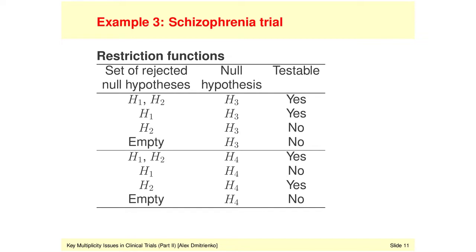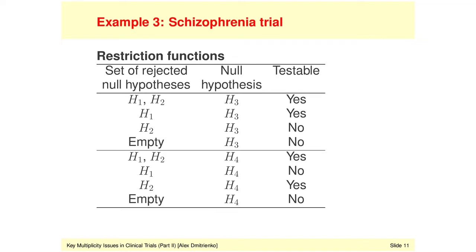The outcomes in the primary family, or in other words, sets of rejected null hypotheses in family 1, are shown in the leftmost column in this table. There are 4 possible outcomes. First of all, both primary hypotheses are rejected, and then H1 is rejected and H2 is not rejected. The third outcome is that H2 is rejected and the other hypothesis is not rejected. And finally, the last outcome is empty, which means that there are no rejections in the primary family.